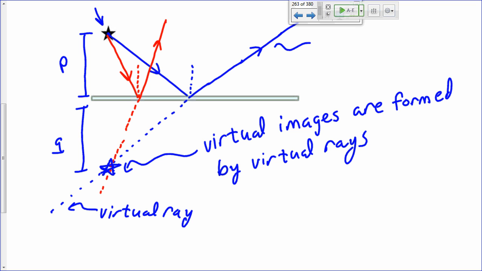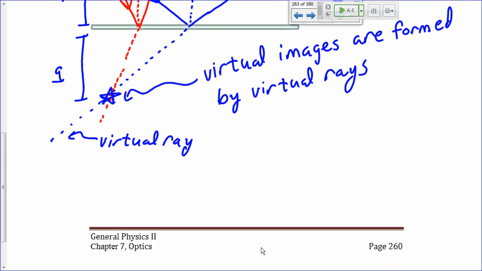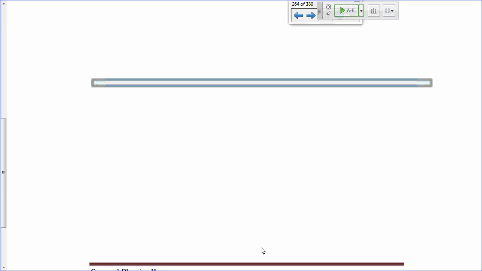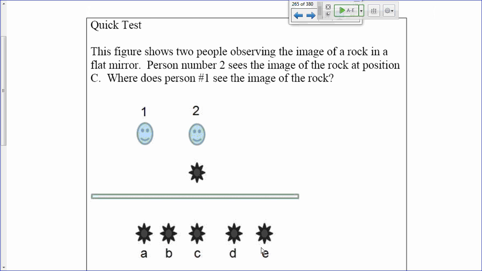By the way, we'd call these over here real rays. And if the rays crossed on that side of the mirror, then they would produce a real image, which you could project onto a screen. Okay, so, I'm sorry, this is where it's going to do that. All right, so you just draw two rays.